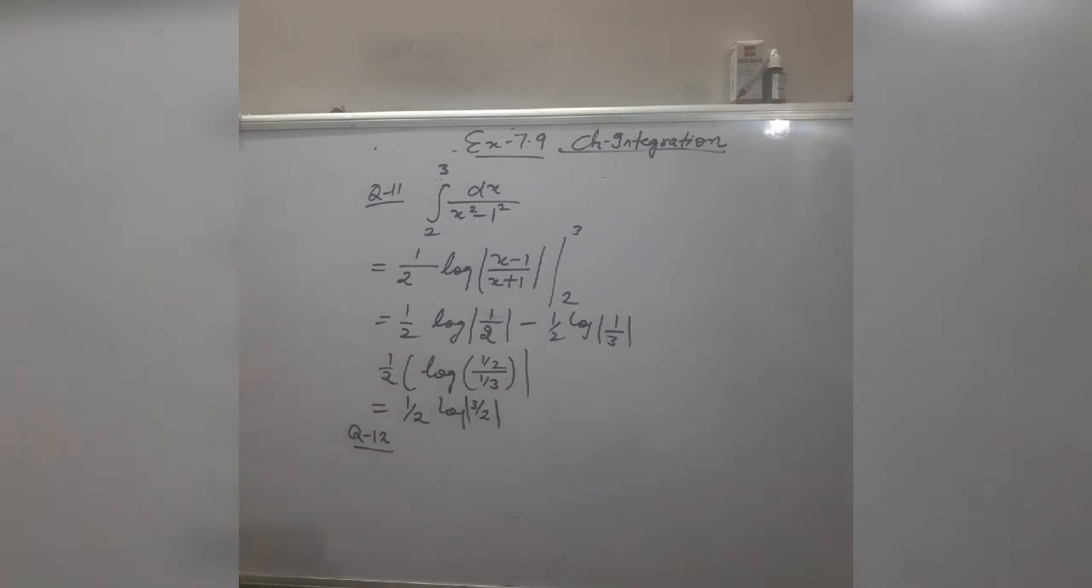Now see question number 12. In question number 12, cos square x is given to you and limits 0 to pi by 2. All of you know how to find the integration of cos square x. In this cos square, we will use the formula of cos 2x. The formula of cos 2x is 2 cos square x minus 1. By using this formula, we will first find the value of cos square x.